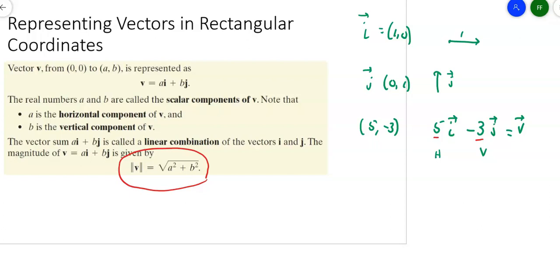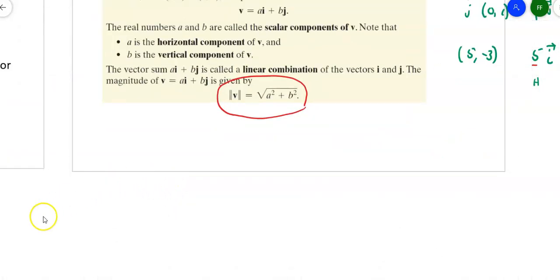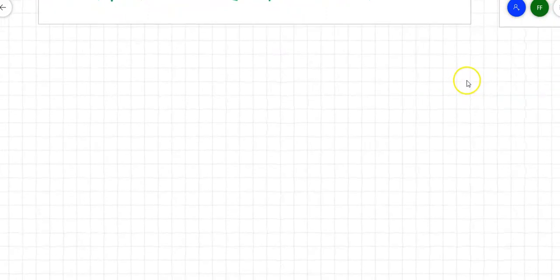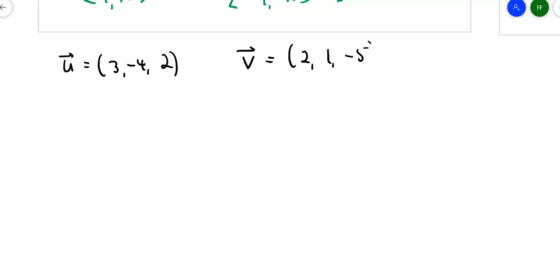Right, vectors in 3 dimensions work in the same way that vectors in R2 work. So let's try to write a couple of linear combinations over here. Suppose I've got this vector, u, in R3 as 3, negative 4, 2. And vector v is 2, 1, negative 5.